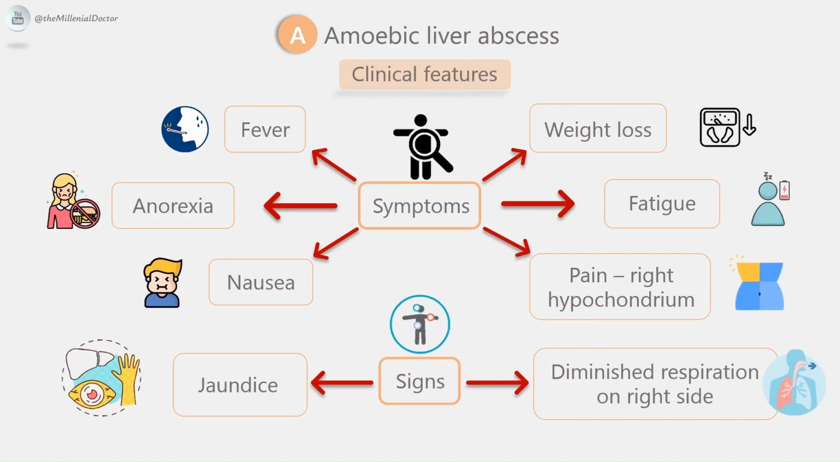The clinical features of amoebic liver abscess. Fever is present in most cases. Anorexia, nausea, weight loss and fatigue may also be present. Pain in right hypochondrium is present due to stretching of liver capsule. Then the signs are jaundice and diminished respiration on the right side due to hepatomegaly.